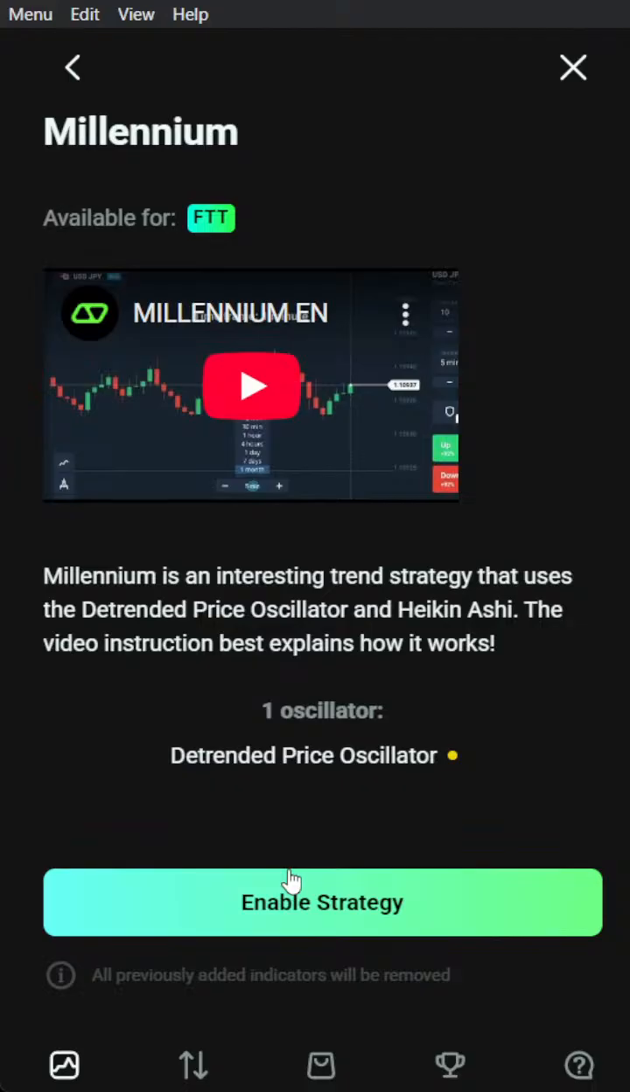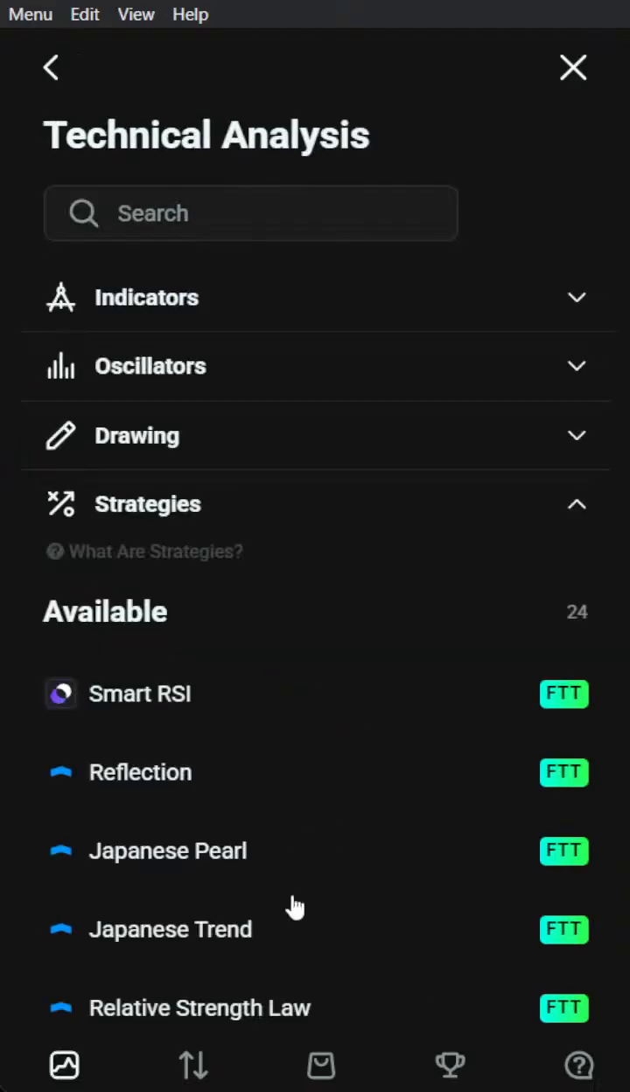So let's understand what's Millennium strategy. Millennium is an interesting trend strategy. Guys, please catch the words in the explanation. Trend strategy means there has to be a trend when you're trading on that particular asset. It uses the detrended price oscillator, that's DPO, and Heikin-Ashi candlestick. So every time we trade with Japanese candlestick, but it's going to be replaced by Heikin-Ashi after we apply this strategy. The video explains it, but here you have Karmeet who will be explaining it to you.